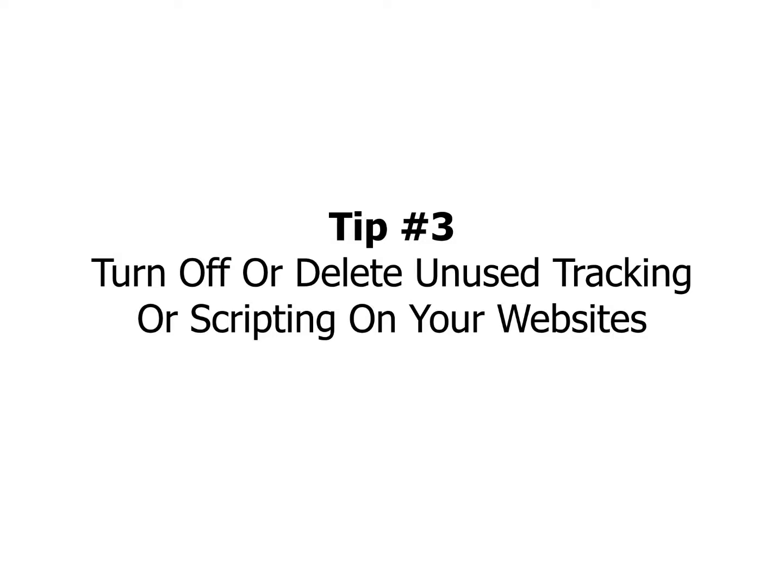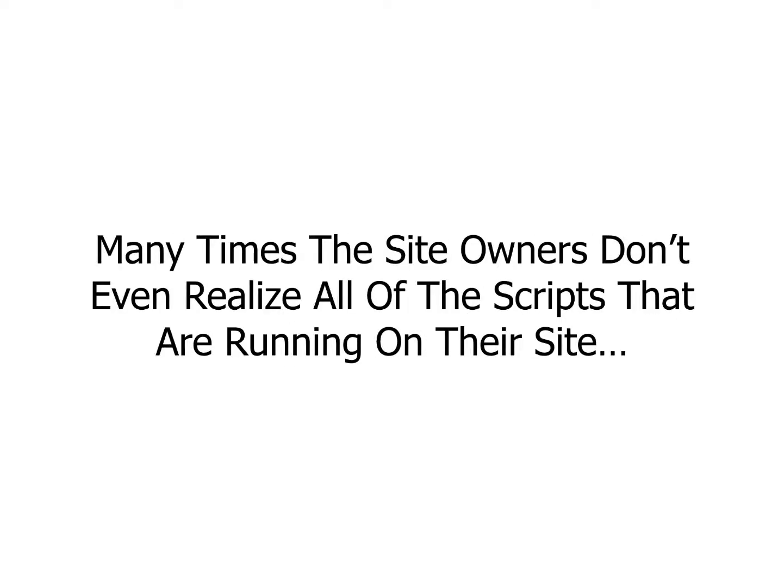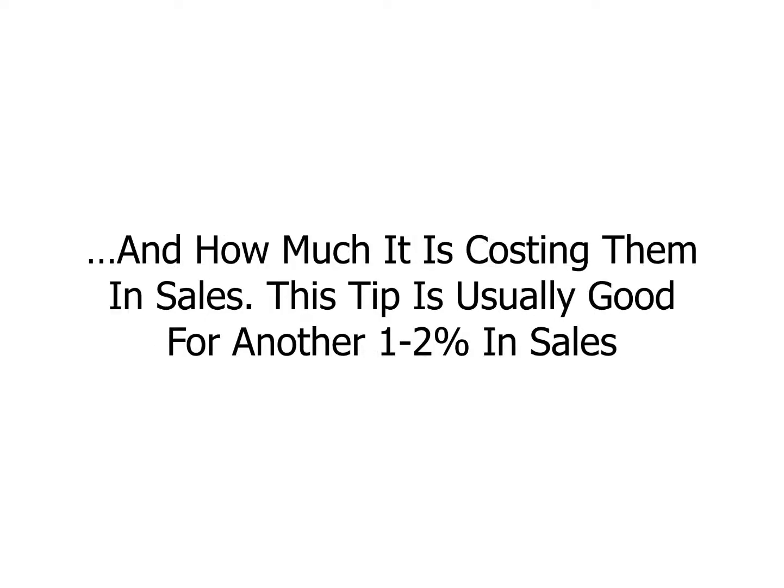So tip number 3, turn off or delete unused tracking or scripting on your websites. 9 out of 10 websites we audit have useless scripts running, which only is slowing the site down. And many times the site owners don't even realize all of the scripts that are running on their site and how much it's costing them in sales. This tip is usually good for another 1 to 2% in sales, and in some cases it can be more than that.